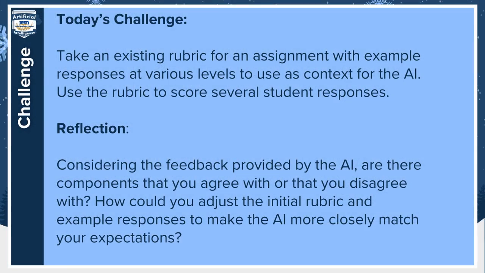Our challenge for you today is to take an existing rubric for an assignment with example responses at various levels to use as context for the AI. Then use that rubric to score several student responses. If you don't have a rubric or student responses readily available, we'll provide an example on the 12 Days website. So things to think about while you're doing that. Think about how the feedback provided by the AI matches how you would have graded it yourself. Are there things that you agree with or that you disagree with? How could you maybe change the rubric or the prompt that you're giving the AI to make it match your expectations?